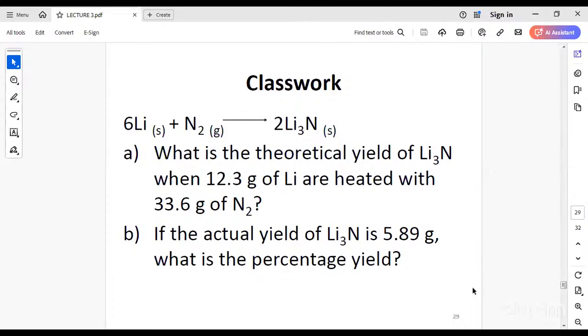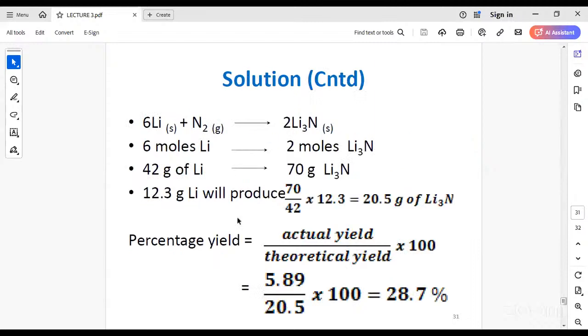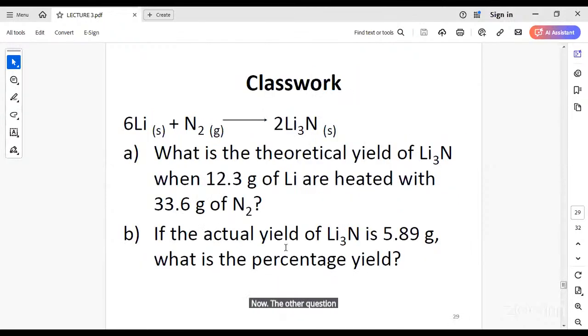Okay. So from that, you see that your lithium is your limiting reagent. So that is the calculation I just did. Since lithium is a limiting reagent, it determines the amount of product formed. Now, the other question says, if the actual yield of lithium nitride is 5.89 gram, what is the percentage yield?